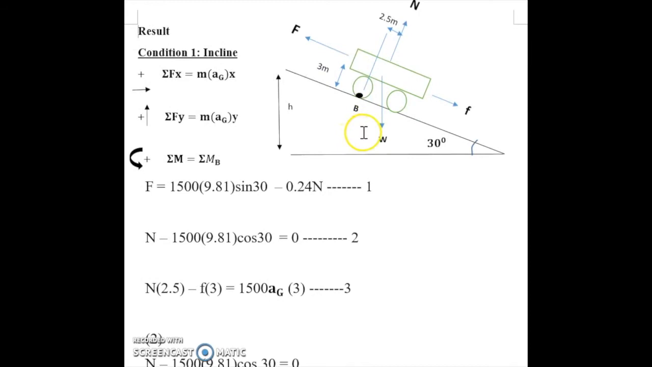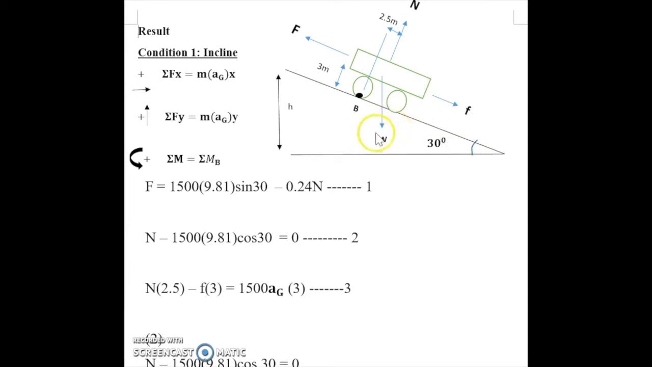When we meet this problem, we will solve it in 3 ways, because as you can see, this is the x-axis and this is the y-axis. So we'll solve it from the x-axis, the y-axis, and also the moment that causes it to rotate at point B here. First we'll start with the x-axis. On the x-axis, there are 3 forces that act. The first one is the small f, the second one is the W.